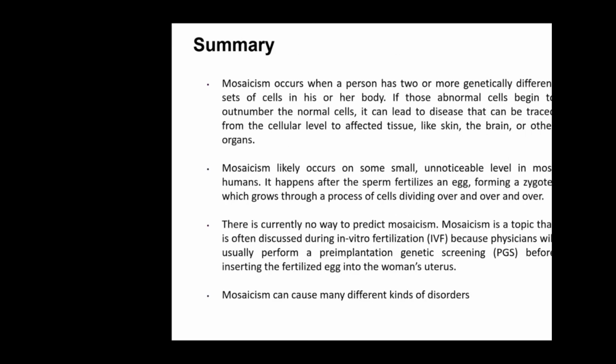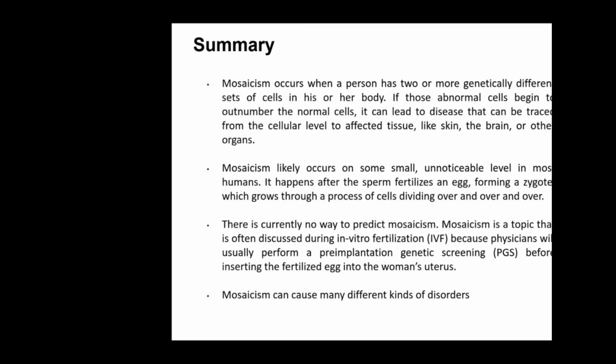If we want to summarize this lecture, we can say that mosaicism occurs when a person has two or more genetically different sets of cells in his or her body. If those abnormal cells begin to outnumber the normal cells, it can lead to several diseases as we saw in a previous slide, and these diseases can range from the cellular level to affected tissues like the skin, the brain, and other organs. Mosaicism likely occurs on a small, unnoticeable level in most humans.